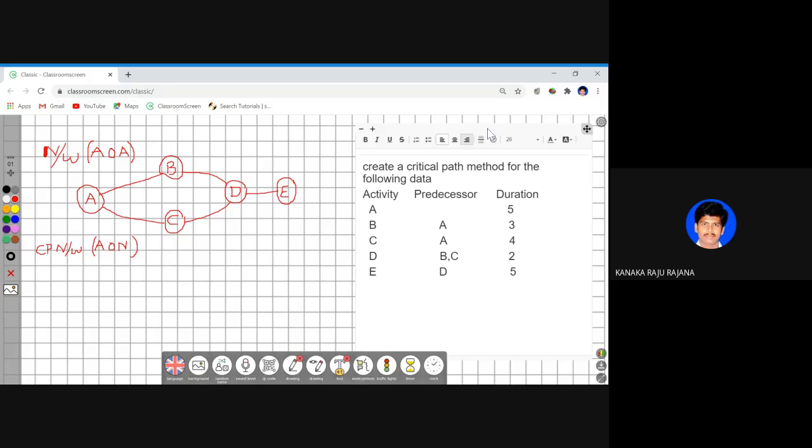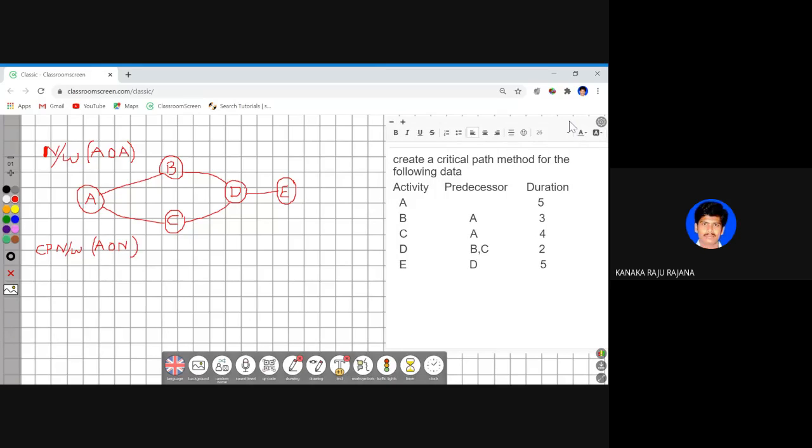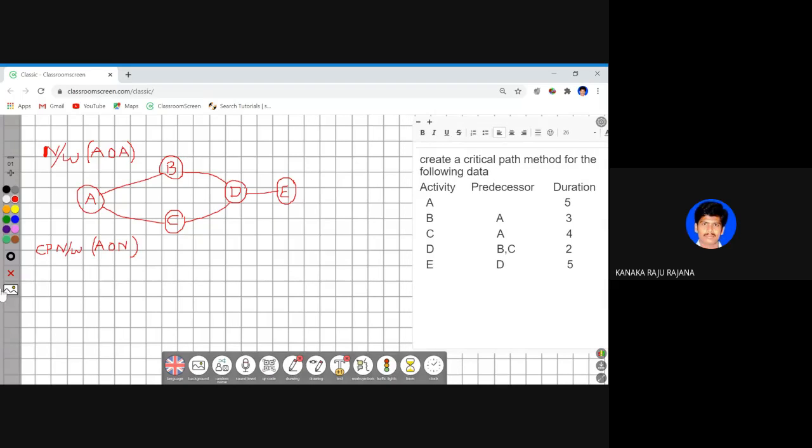Clear? For that, what I am going to do is, okay, now say this. First, A. Okay, I am going to plot the activity A.